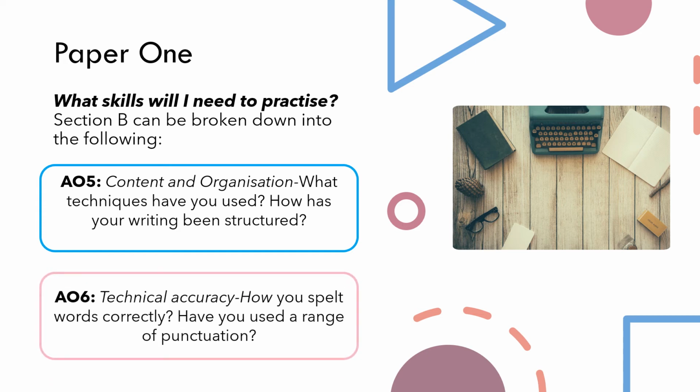So the next one, AO6, is technical accuracy. Now, a lot of people slip up on this one because we don't really give it the proper amount of time and thought during the exam. So this deals with things like, have you spelt words correctly? And have you used a range of punctuation? These are key things on the mark scheme.